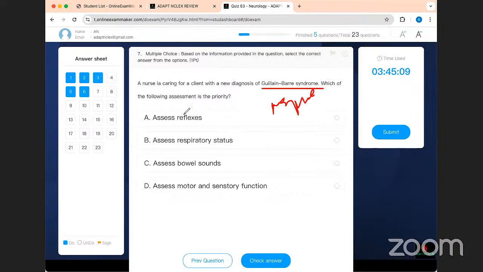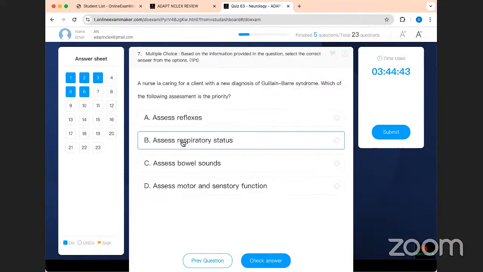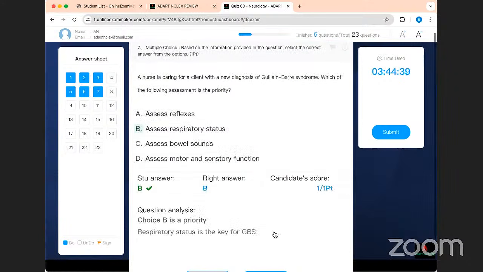So your reflexes are going to go down. I don't care about it. Respiratory rate is going to go down. I care about it. Bowel sounds are going to go down. I don't care about it. Their motor and sensory function is going to go down. I don't care about it. So these are things you have to pay attention to based on the content. You just focus on the buzzword, GBS. I care about the airway. So pick an answer. Don't worry about the other functions related to that.